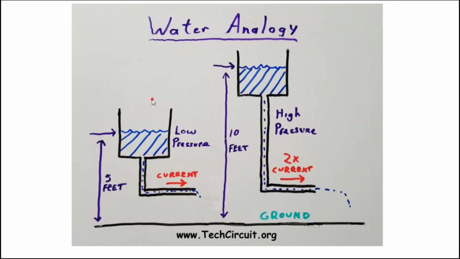In this image, you have two water tanks with pipes that release the water. The tank on the left is 5 feet off of the ground, and the one on the right is at a height of 10 feet. The higher water tank puts more pressure on this water column because of the additional weight of this column. This is analogous to a higher voltage level above ground potential. Thus, the water flows through this pipe at a higher rate than through this pipe right here. The faster rate of water flow, and thus increased volume of water, is analogous to current.